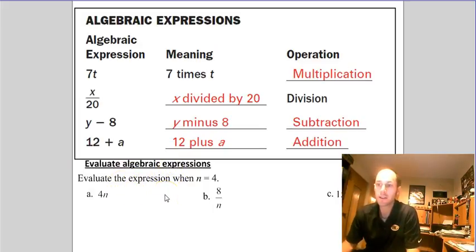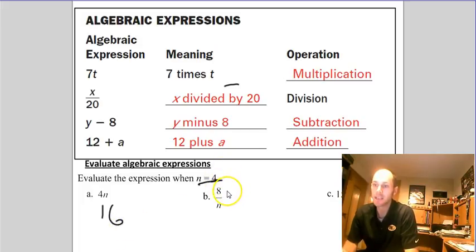We're going to evaluate these expressions when n is 4. So we're going to take the variable n and put 4 in its place. So 4 times n, or 4 times 4, would be 16. In this case, 8 divided by n. So if n is 4, 8 divided by 4 is 2.